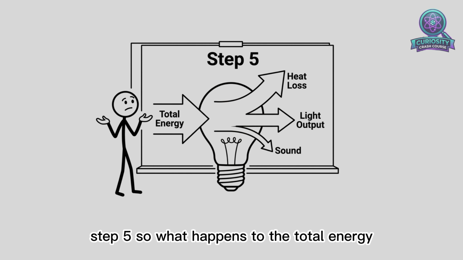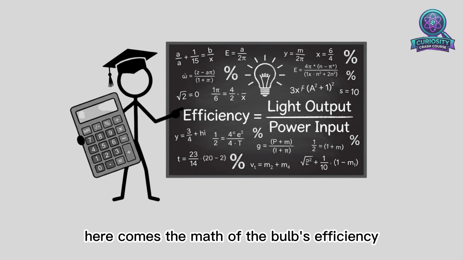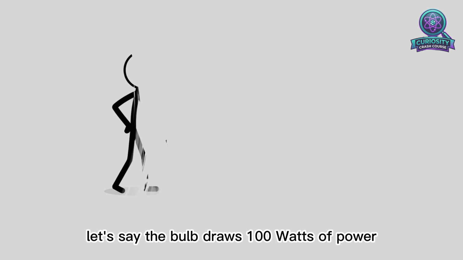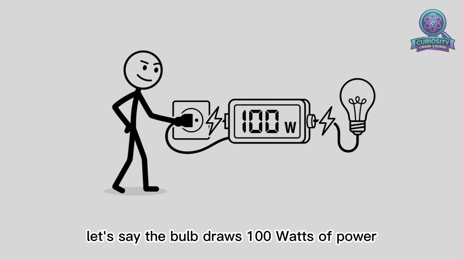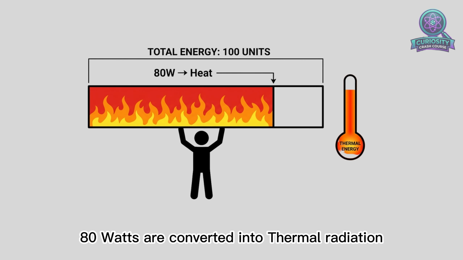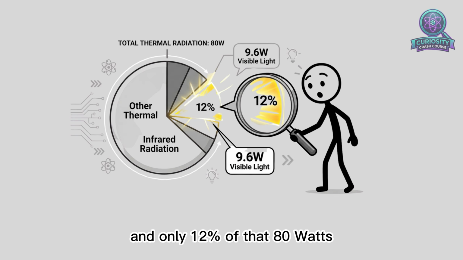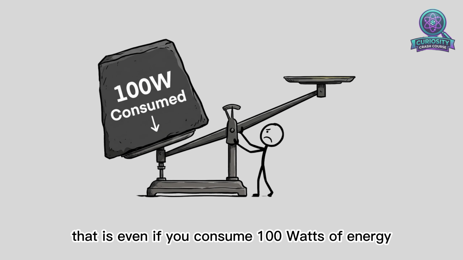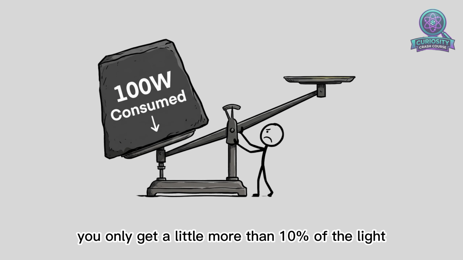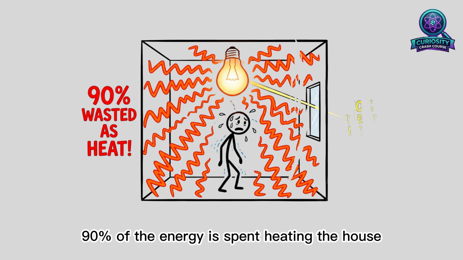Step 5. So what happens to the total energy? Here comes the math of the bulb's efficiency. Let's say the bulb draws 100 watts of power. However, of these 100 watts, 80 watts are converted into thermal radiation, and only 12% of that 80 watts, or about 9.6 watts, is visible light. That is, even if you consume 100 watts of energy, you only get a little more than 10% of the light. The remaining 90% of the energy is spent heating the house.